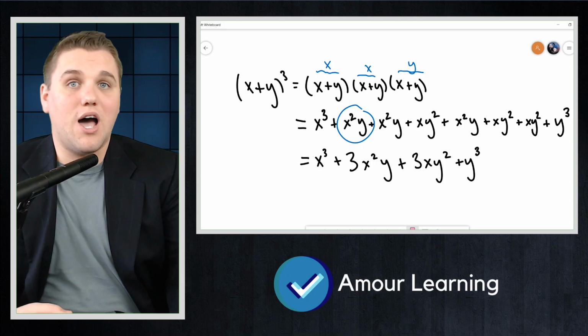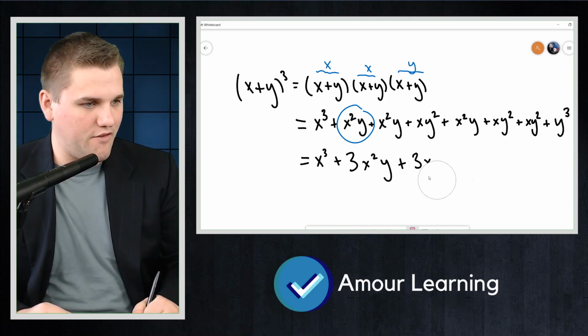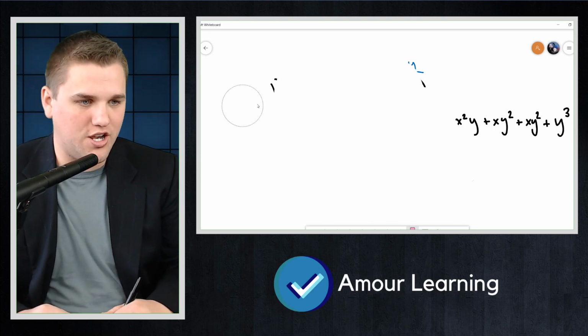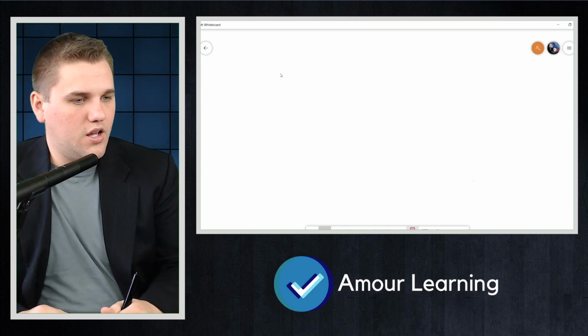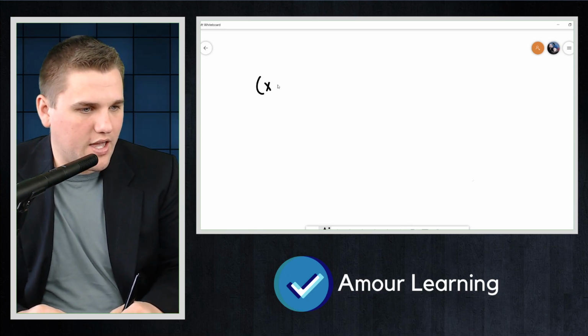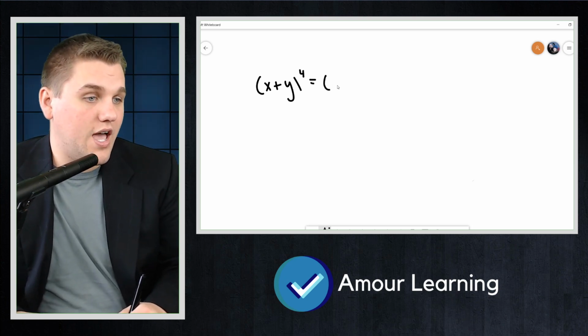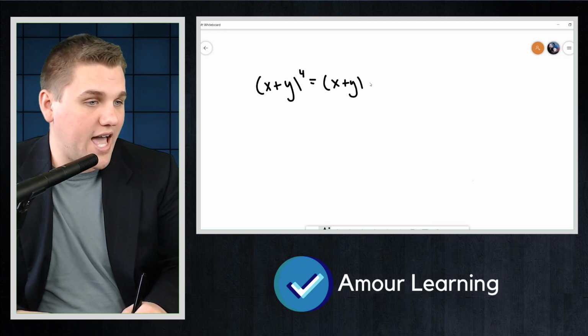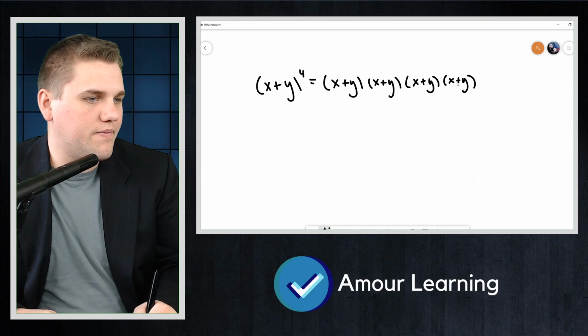Well, x plus y to the fourth. This one is a little bit more daunting, of course, but we have to do it. We definitely should. Let's see here. x plus y to the fourth power is x plus y times x plus y times x plus y times x plus y.